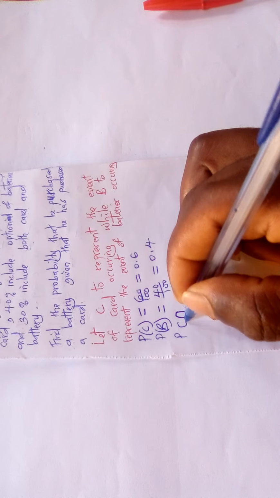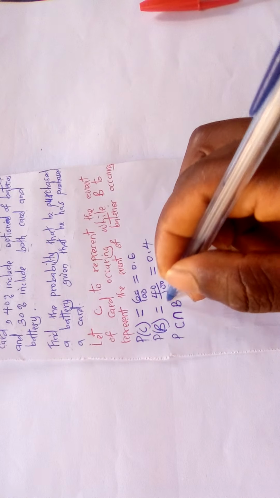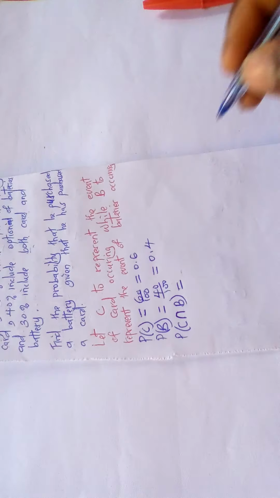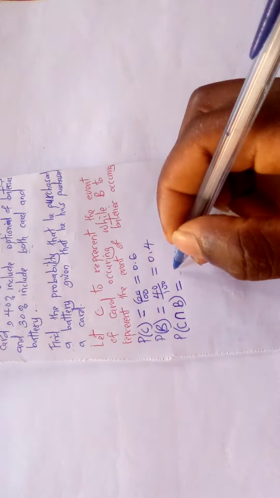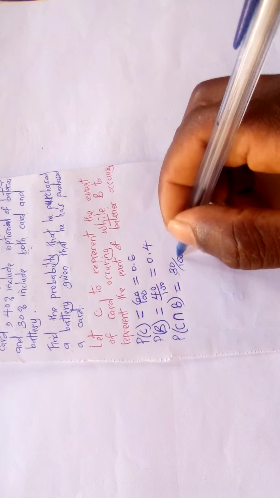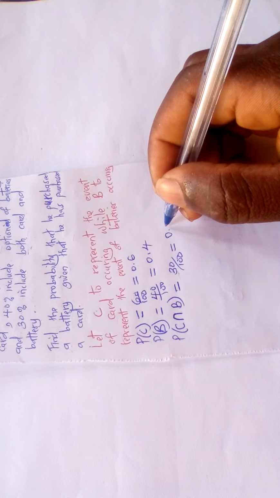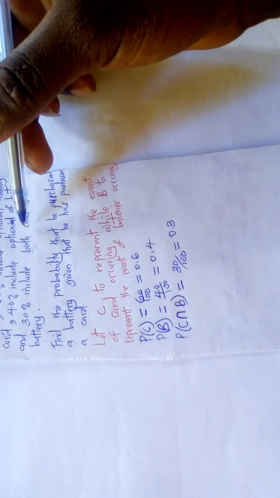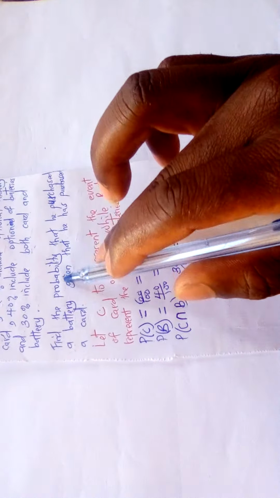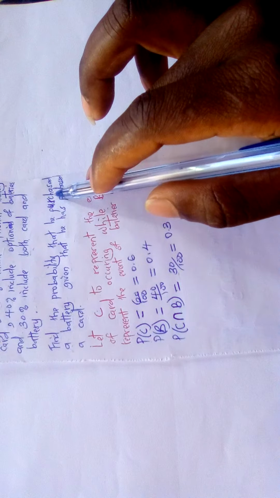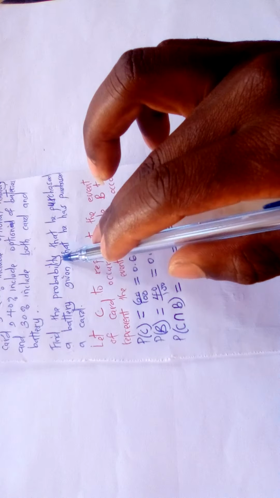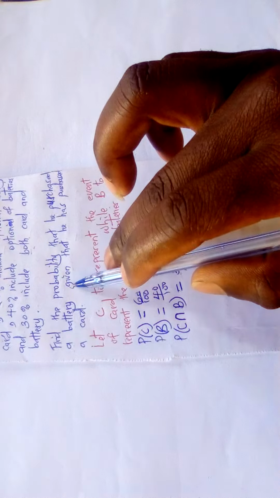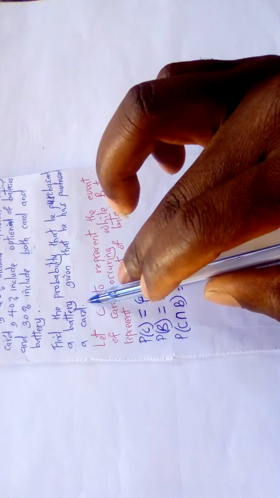So the probability of card intersection battery occurring, and what is it? It is 30%. So we shall just represent it as 30 over 100, and probably that is 0.3. Now, having analyzed the equation here, we now come to what we want to get here. We've been told to find the probability that he purchased a battery given that he had purchased a card.